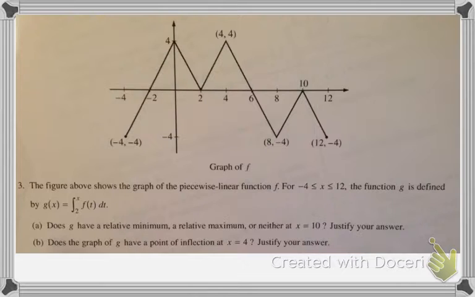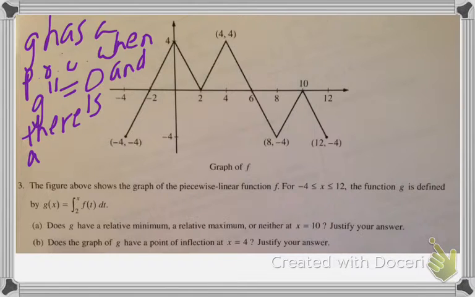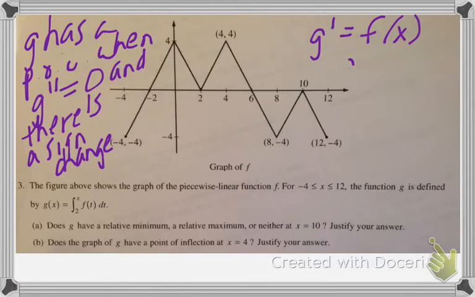I don't know what happened to that whole slide, but okay, we're up to part B. So does G have a point of inflection at x equals 4? You would say G has a point of inflection when G double prime equals 0 and there's a sign change. We know that G prime equals f of x, so therefore G double prime equals f prime of x.